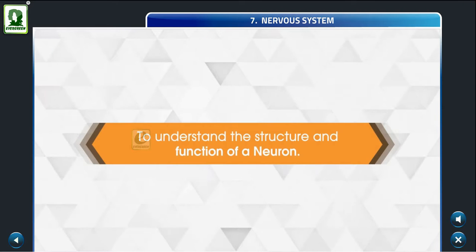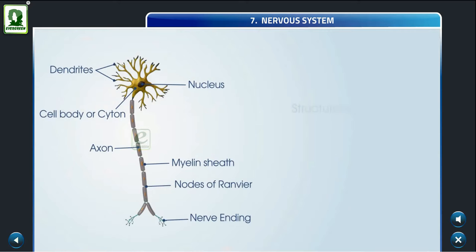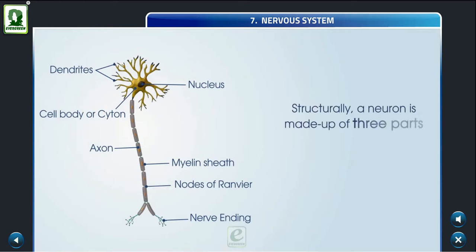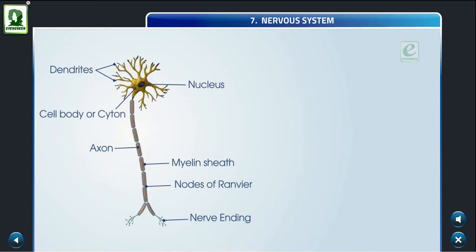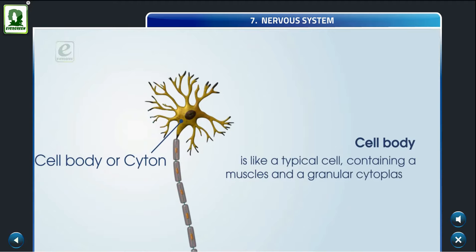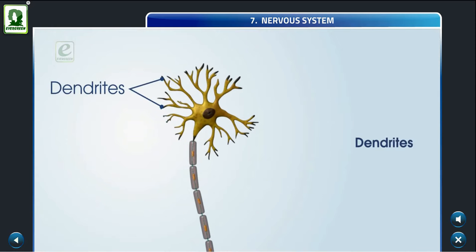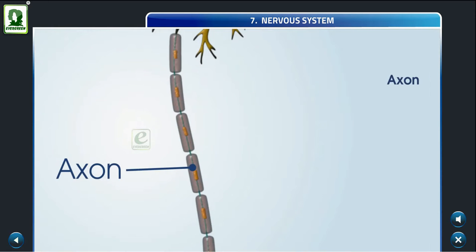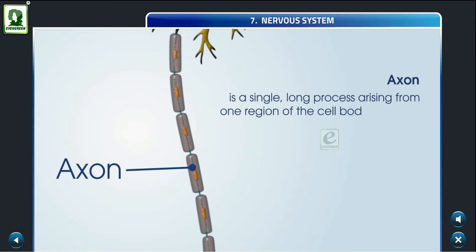Activity. To understand the structure and function of a neuron. Structurally, a neuron is made up of three parts: cell body or cyton, dendrites, axon. Cell body is like a typical cell containing a nucleus and a granular cytoplasm. Dendrites are short branched processes of the cell body. Axon is a single long process arising from one region of the cell body.